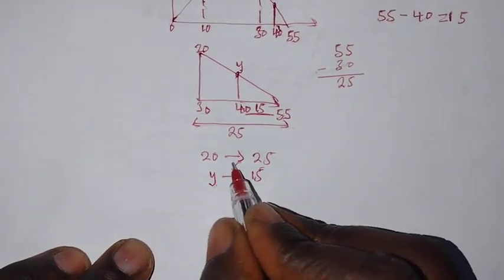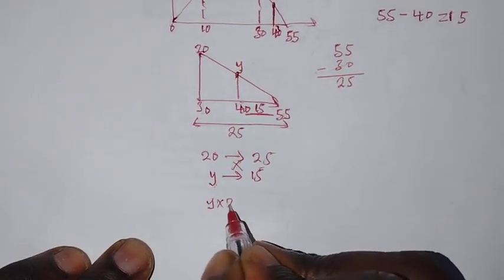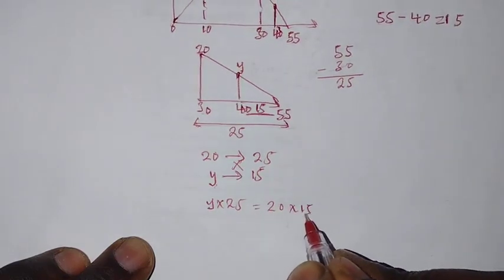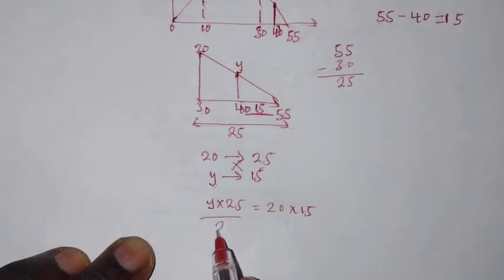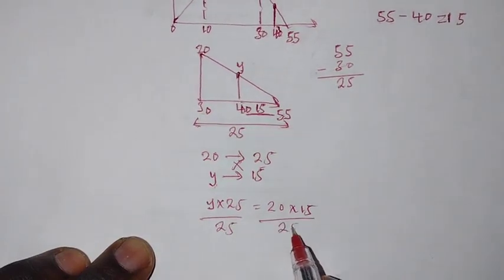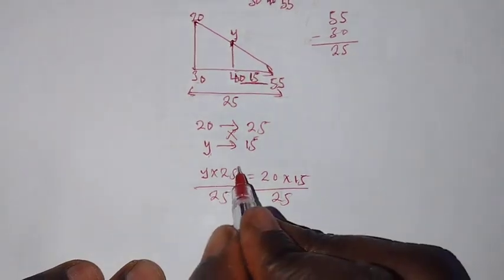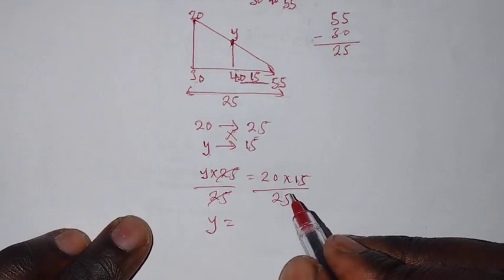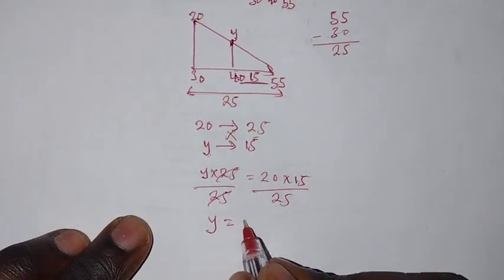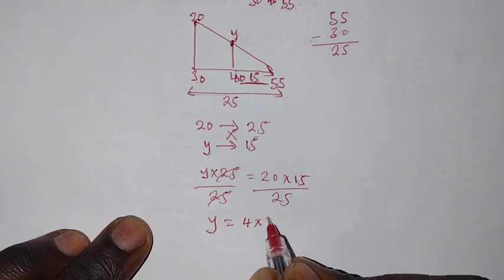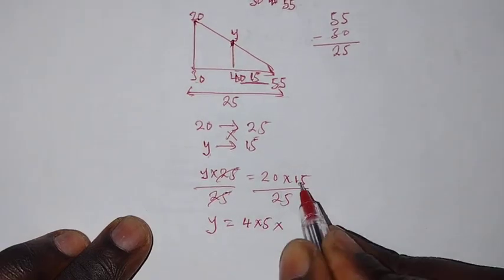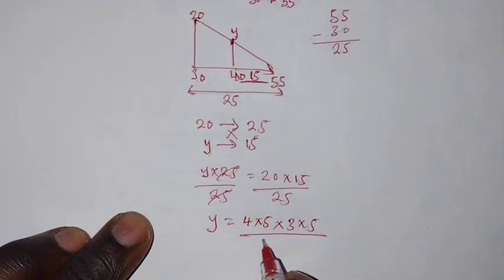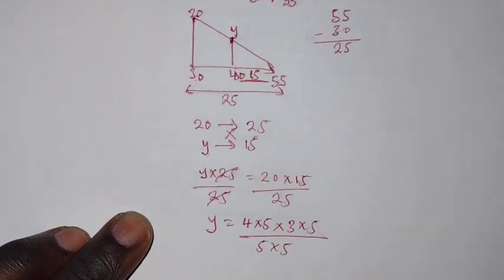So we cross multiply here. We are going to have y times 25 is equal to 20 times 15. So we can divide by 25 here. Even here we divide by 25. So we can say this and this out, y equal to, so from here, let me break this. I'll say 4 times 5 gives me 20. Again, 3 times 5 gives us 15. Then this one also break it, 5 times 5 gives us 25.